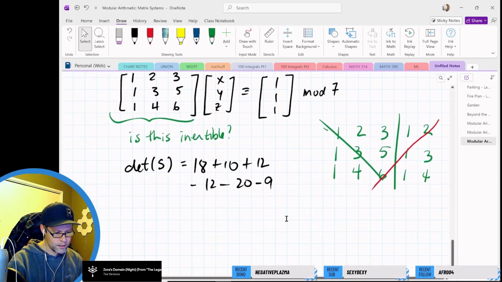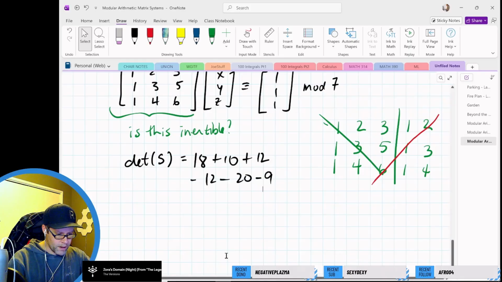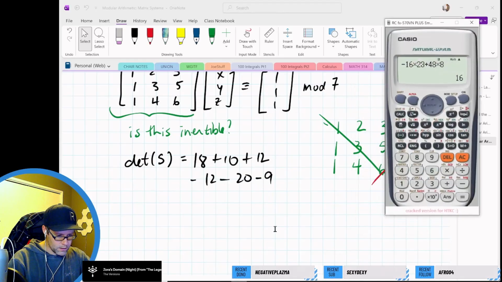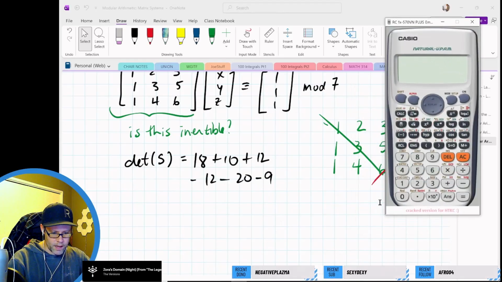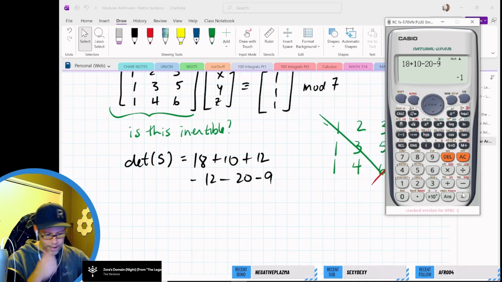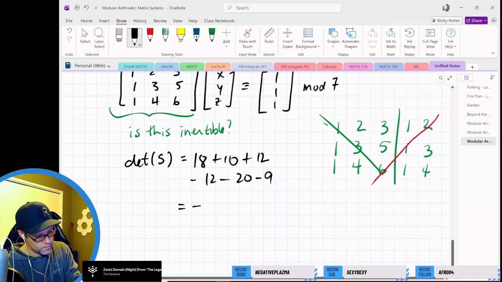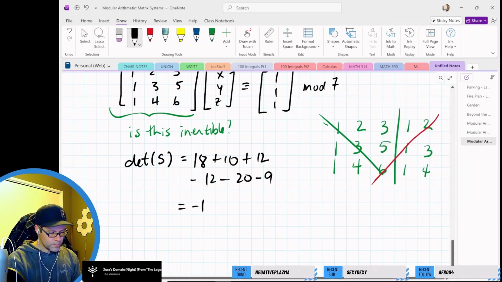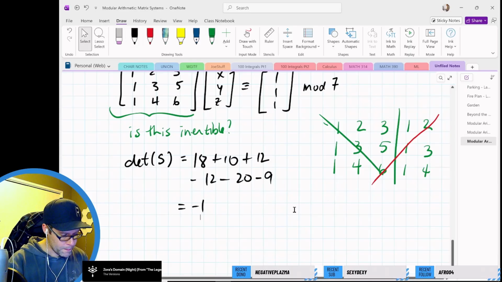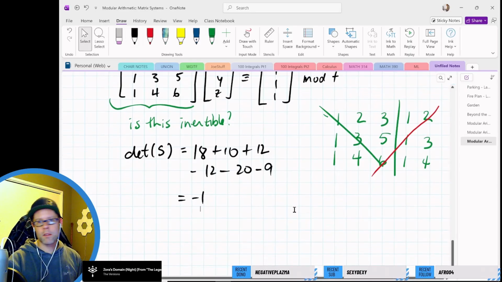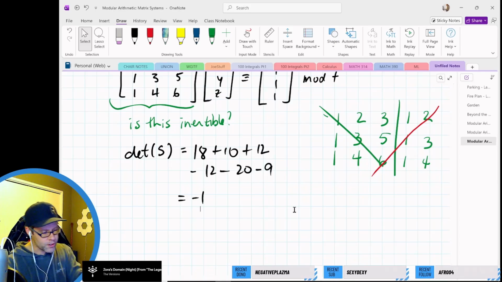So let's go ahead and simplify that. The 12s cancel. This should be easy to do in my head, but it's been a long afternoon. So let's take those two. Let's subtract 20 and subtract 9. I get negative 1. Now, remember we're working with mod 7, so I can rewrite this as 6 if I want to.